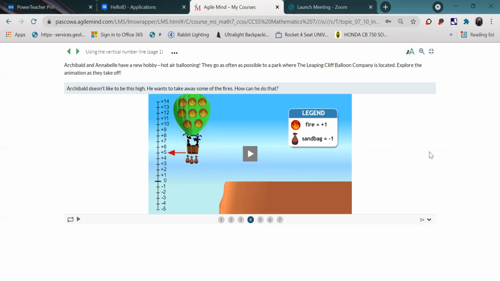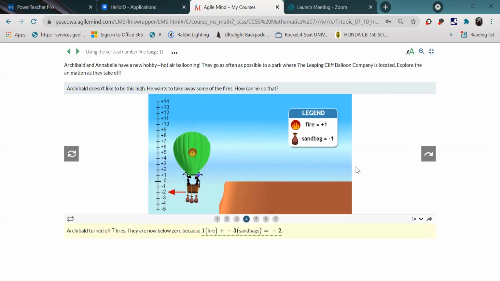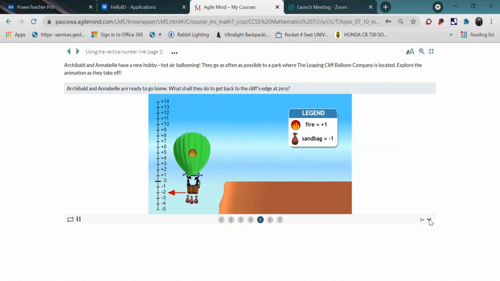Now, Archibald doesn't like to be this high. He wants to take away some of the fires. So how's he going to do that? Well, just by putting some of them out, I guess. So as you can see, Archibald turned off 7 of the fires. And now they're below 0 because 1 fire plus negative 3, right? 1 plus negative 3 equals negative 2. 1 positive, 3 negatives equals negative 2. It's all making sense now. Vertical number lines, perfectly legal.